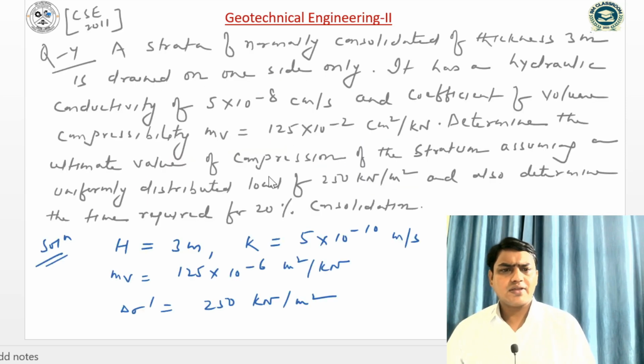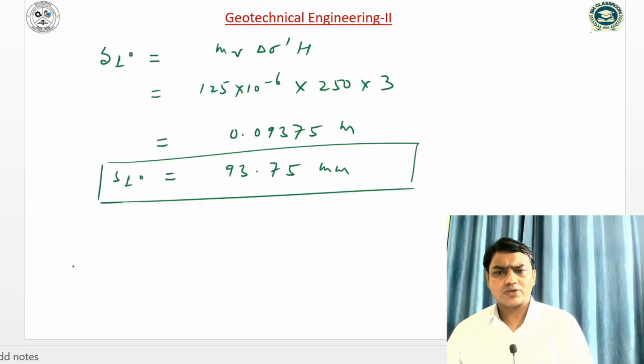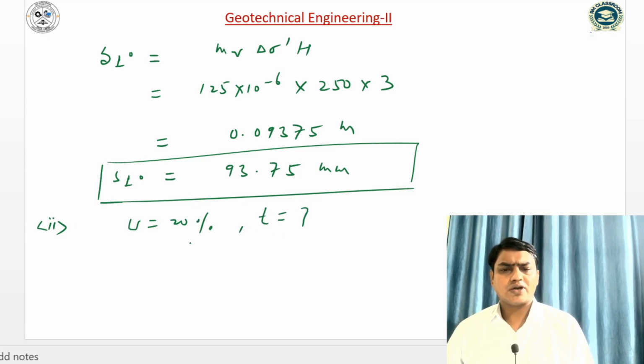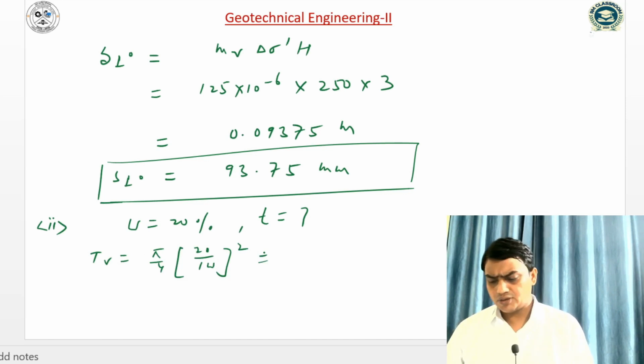In the second part, we have to find the time required for 20% consolidation. The degree of consolidation is given in the second part, that is 20%, and we have to find the time required for it. So the time factor can be computed as pi by 4 into U by 100 whole square, so 20 by 100 whole square. So it will be pi into 0.2 square divided by 4. So it is 0.0314, which is the time factor.